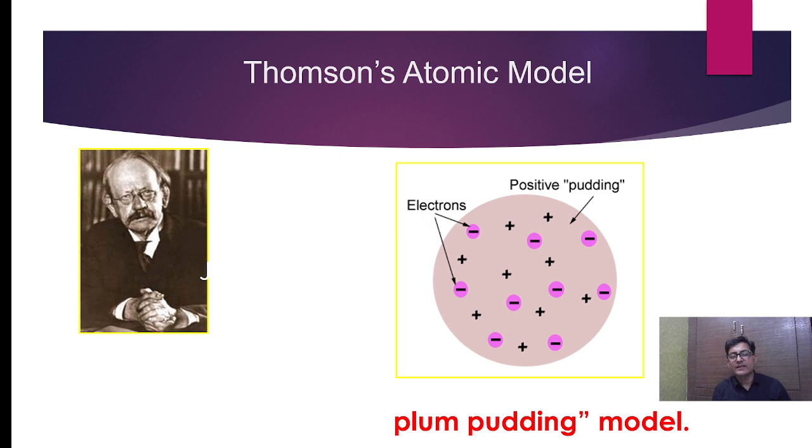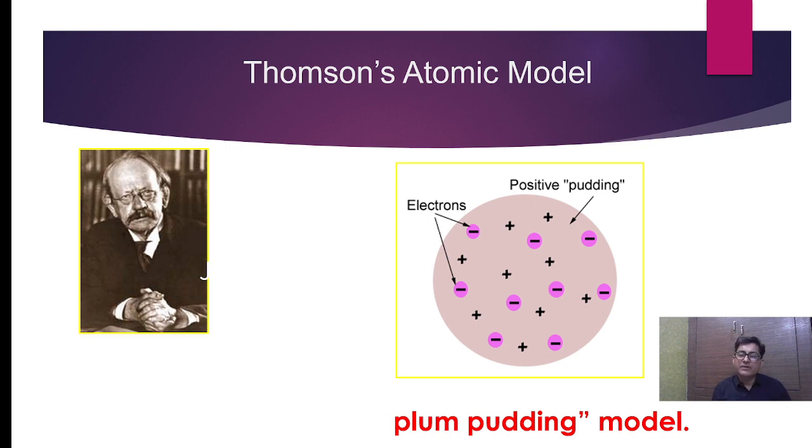Thomson proposed that an atom appears like a positively charged sphere in which negatively charged electrons are dispersed. It appears like the seeds in a watermelon or the dry fruits in a plum pudding. So it was named after that, the plum pudding model or watermelon model.